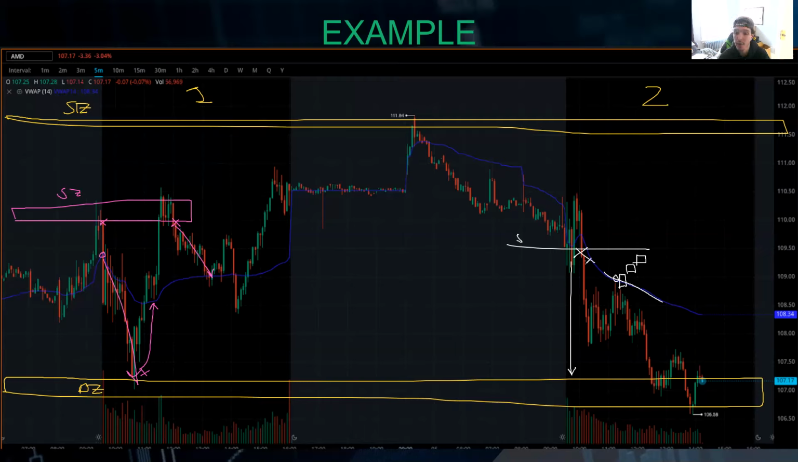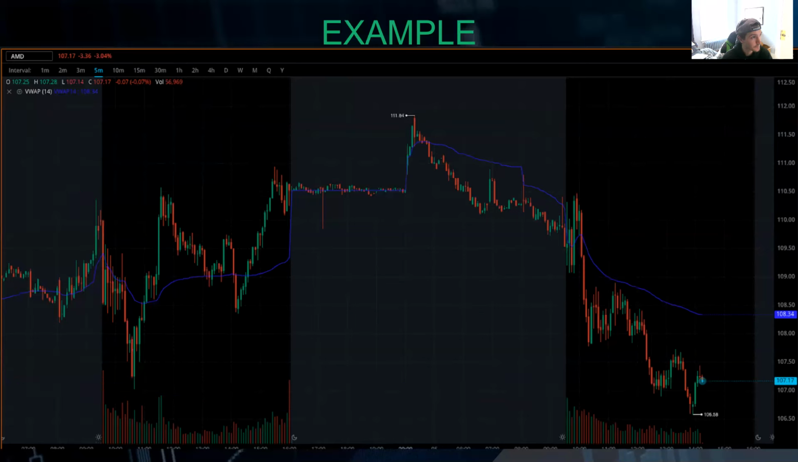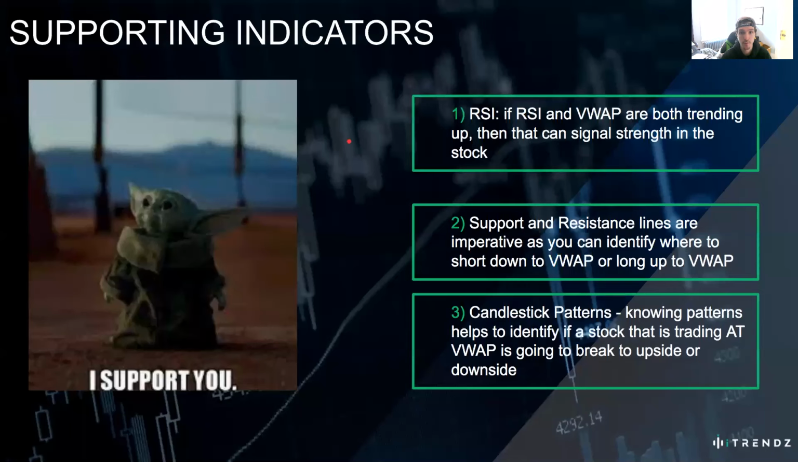It never got above VWAP, so you can actually trade it, take it through this entire trade, take it down to the demand zone, and exit at the demand zone. So let me clear this, and let's move on here for a recap.